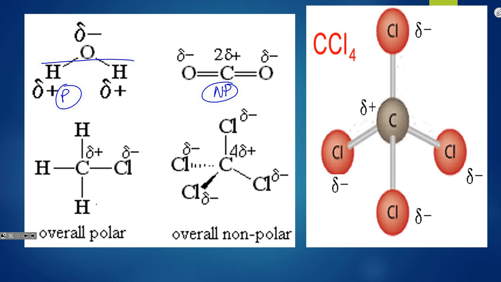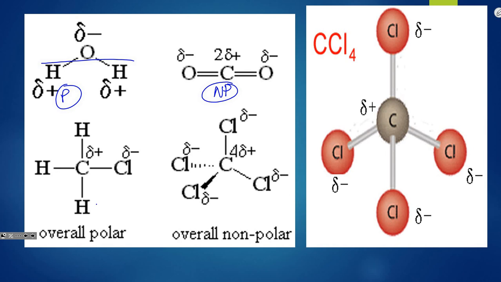If two elements are bound to each other and they're not the same, you're always going to have a polar bond. But overall, as a molecule, do I have a polar molecule? That means, do I have a positive side? Do I have a negative side? So let's look at this one.